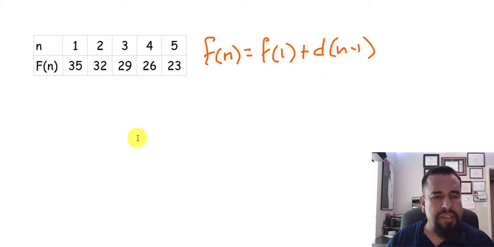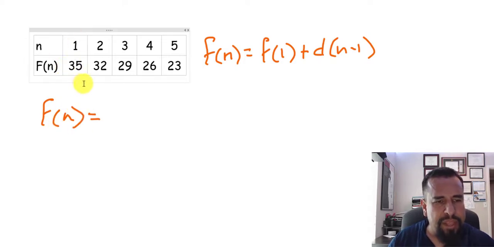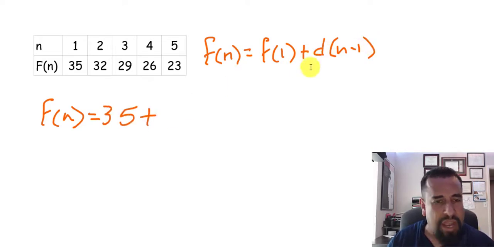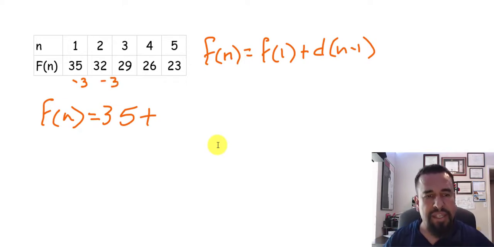All right, so let's get to it right here. F of n is going to equal my f of 1, which happens to be 35. So let's plug in 35 plus my common difference. I haven't found my common difference yet. So that's 35 and 32. I can see they're subtracting 3. 32 to 29. Yep, they're subtracting 3. So it's going to be a negative 3.